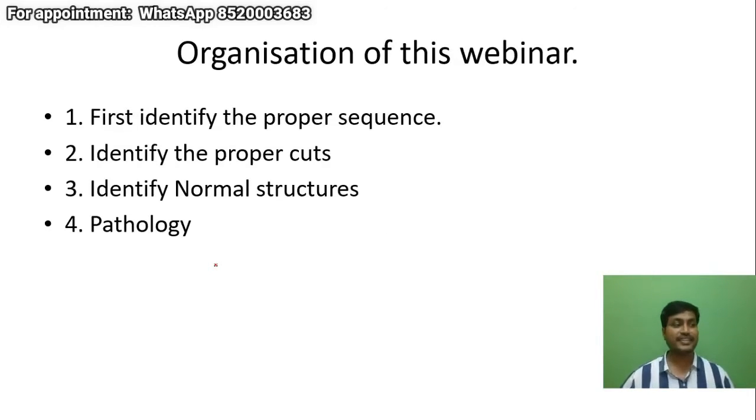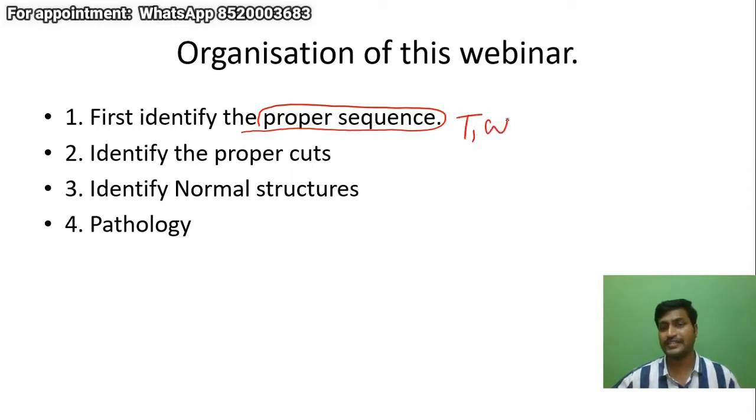In this seminar, my organization will be in this way. First, we'll try to identify the proper sequences. What are sequences? MRI has a number of sequences. We have T1 weighted images, T2 weighted images, we have STIR images, we have a number of sequences.